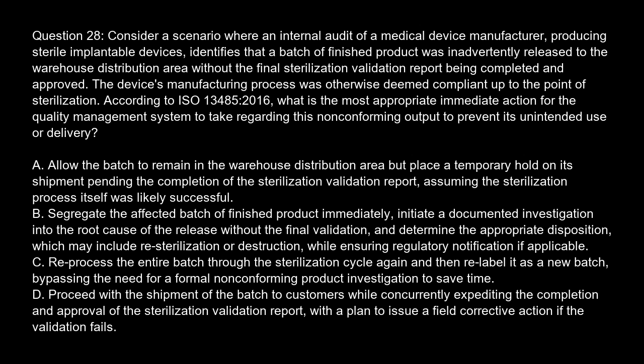Option C. Reprocess the entire batch through the sterilization cycle again, and then relabel it as a new batch, bypassing the need for a formal non-conforming product investigation to save time. Option D. Proceed with the shipment of the batch to customers, while concurrently expediting the completion and approval of the sterilization validation report, with a plan to issue a field corrective action if the validation fails.